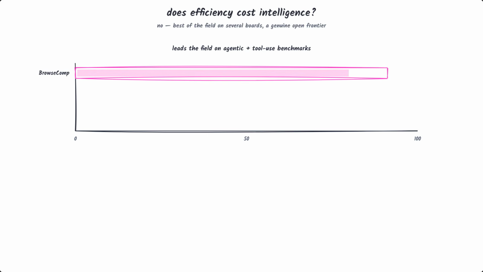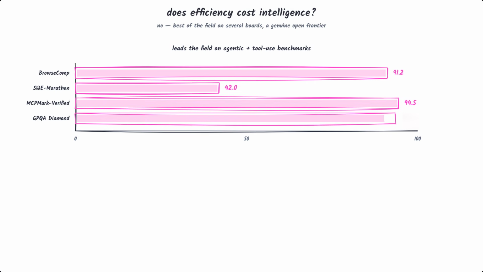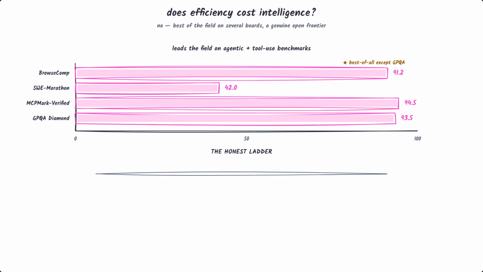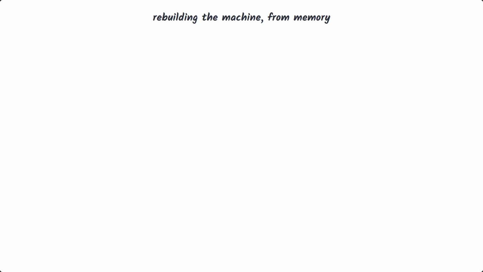So does the efficiency cost intelligence? No. Kimi K3 tops the field on agentic search, 91 on BrowseComp, leads long horizon engineering at 42 on SWE Marathon, and scores 93.5 on GPQA Diamond. It still trails the 2 strongest closed models, Claude Fable 5 and GPT 5.6 Sol, but beats every other model, open or closed. So let's rebuild the machine, fast.